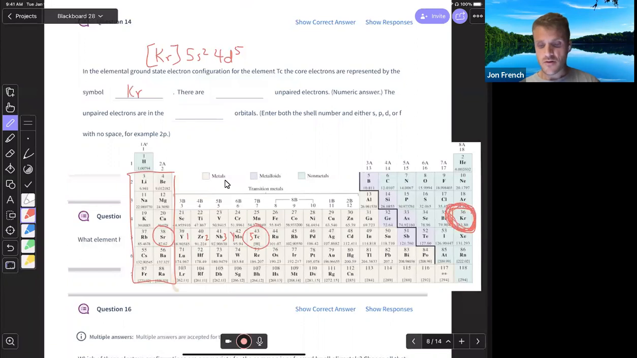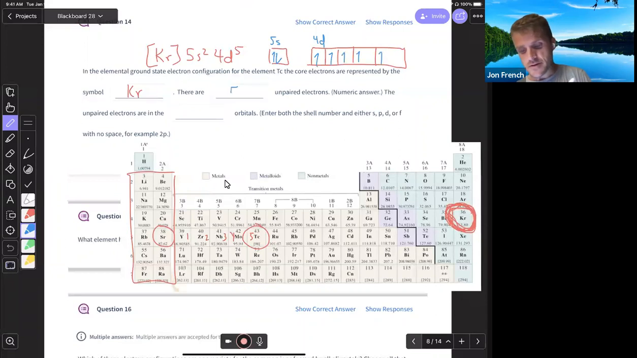The unpaired electrons are in the, okay, so we need the orbital diagram as well. So the orbital diagram is going to look like this. We only need it for the valence electrons. Valence electrons are everything that's beyond our noble gas configuration electrons. So 5s and 4d: 5s2, 1, 2, and then 4d5, 1, 2, 3, 4, and 5, following Hund's rule. So now we can answer the rest of those questions. There are 5 unpaired electrons in the d orbitals, and those electrons happen to be in the 4d orbitals. And that finishes out question 14. So any questions on that?